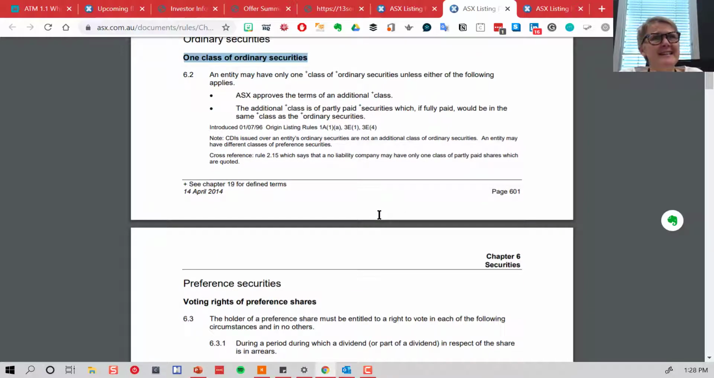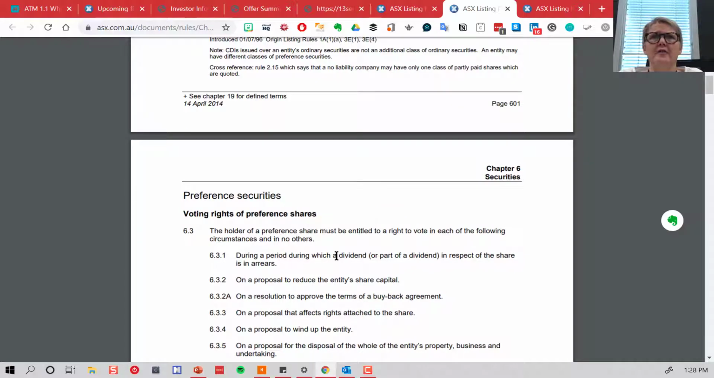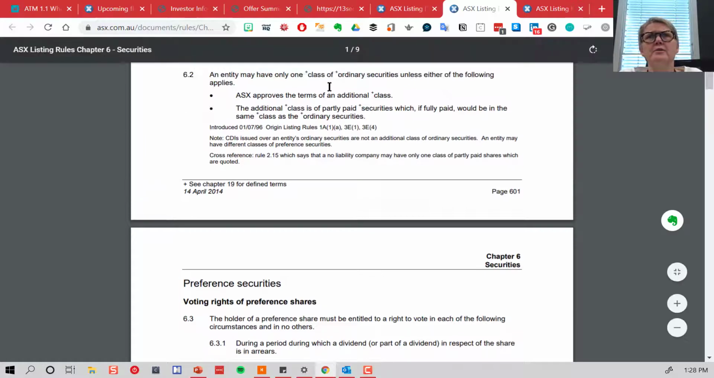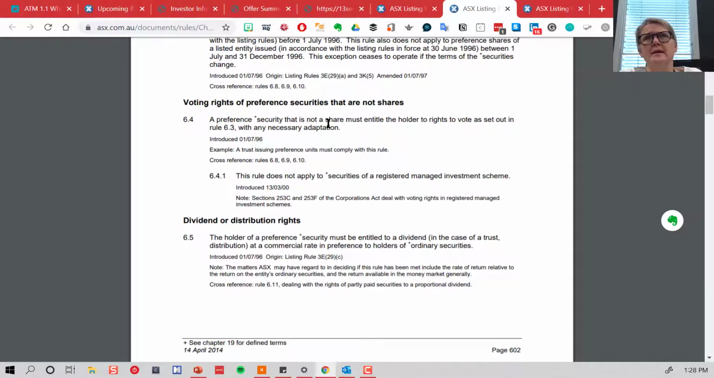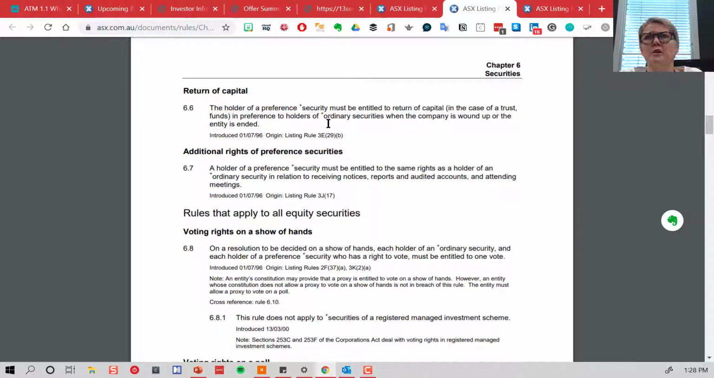You can list other classes of securities. For example, there are kinds of options that trade and kinds of preference shares that trade. But you'll see here, if you put some time into chapter 6, that the rules themselves basically say what kind of rights need to attach to the securities if they're going to be listed securities. Why is that? Why does the stock exchange care what rights attach to securities if all it's doing is providing a market for people to trade those securities?